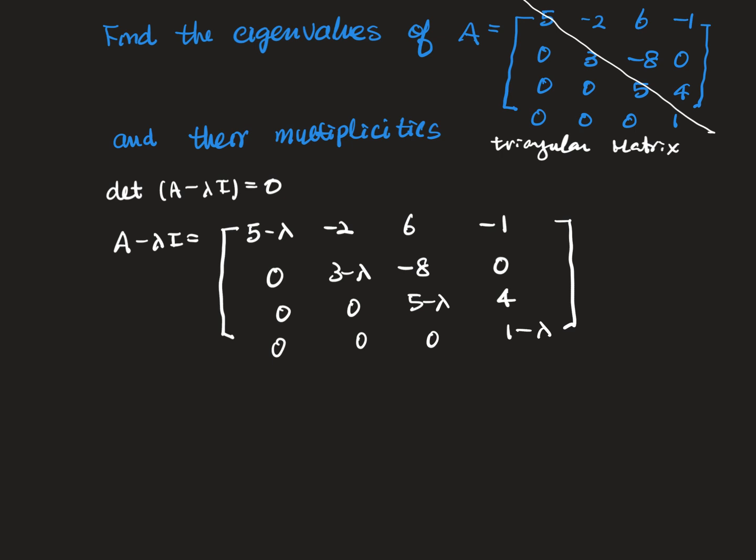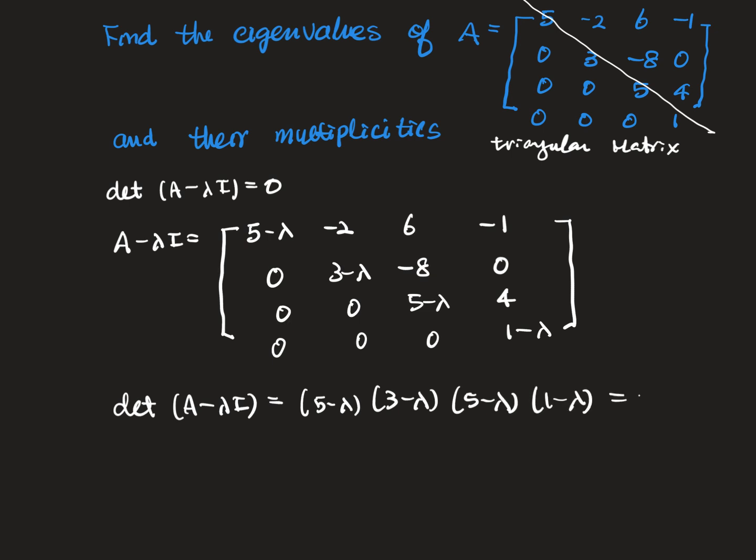This is a triangular matrix, so how can we find the determinant of A minus lambda I? You take the product of the entries on the diagonal, which means (5 minus lambda)(3 minus lambda)(5 minus lambda)(1 minus lambda) equals 0. So what do you see, guys? Each factor is going to be 0, right? This one 0, this one 0, this one 0, this one 0. Can you see that lambda equals 5, lambda equals 3, lambda equals 5, lambda equals 1.